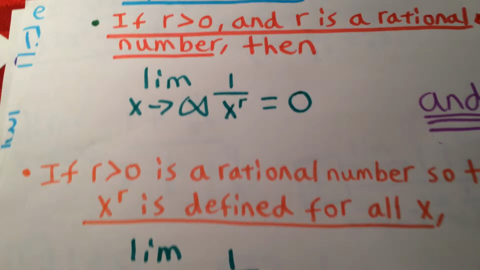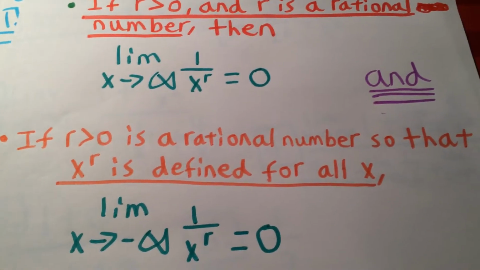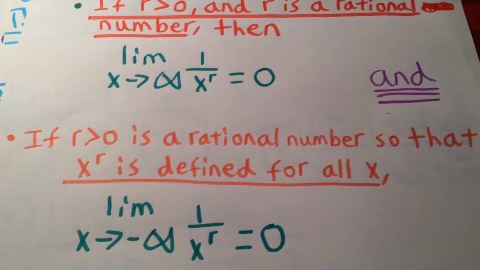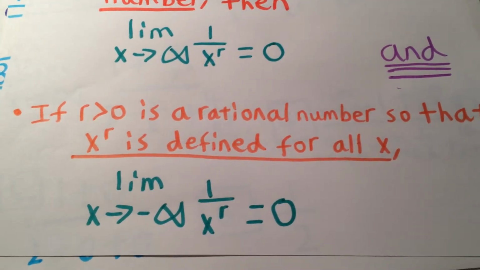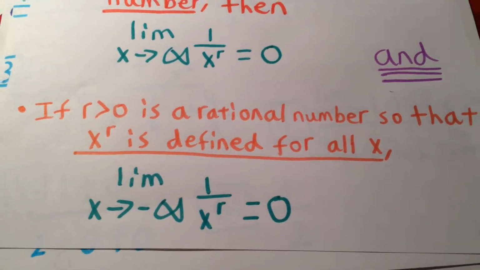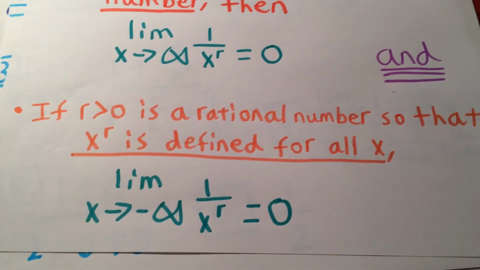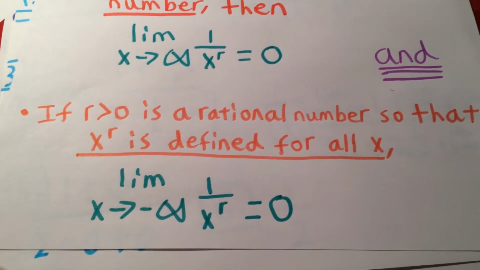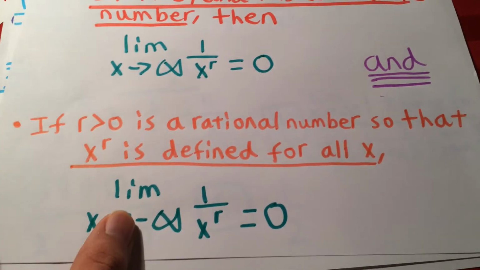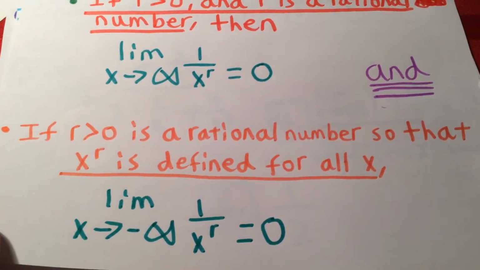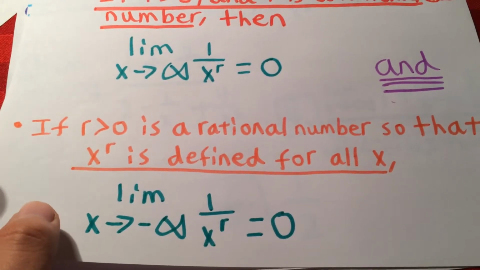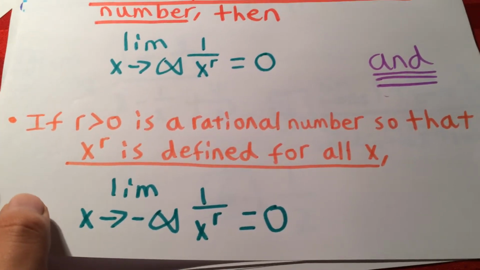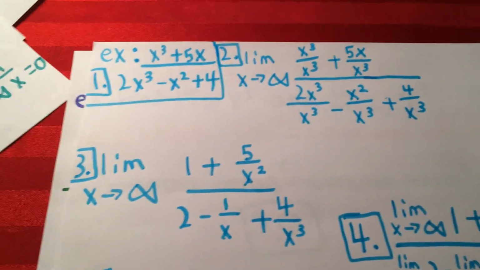And also, if r is greater than 0 and it's a rational number, so x to the r is defined for all x, basically meaning it's continuous, then the limit as x approaches negative infinity of 1 over x to the r equals 0. Because x to the r is always continuous, it always has a number there, so 1 over that number will always be very close to 0, and it will be very small. So this brings me to my example.